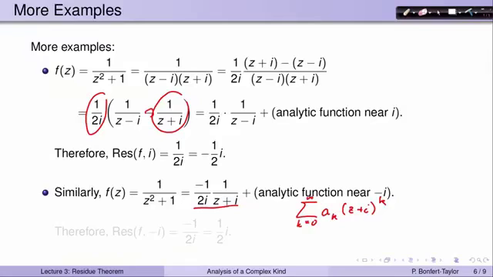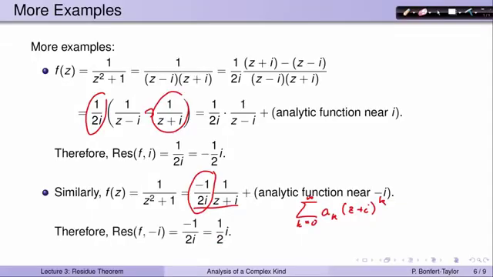Together, the series and the first term form the Laurent series expansion of 1 over z squared plus 1 near negative i, and therefore this must be my a_{-1} term for this particular Laurent series. Therefore, the residue of f at negative i is minus 1 over 2i, which is 1/2 i.